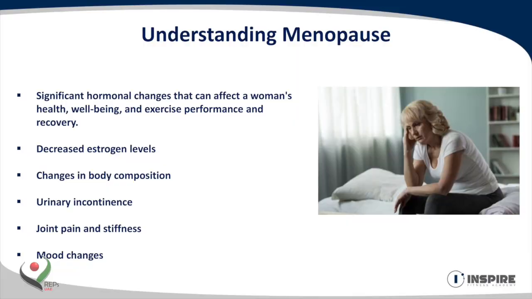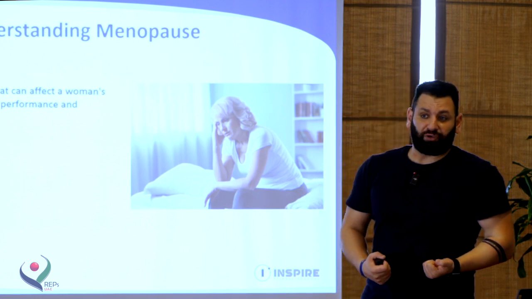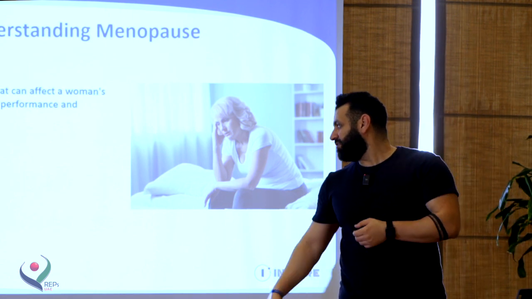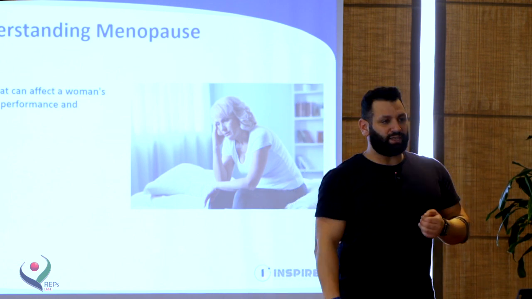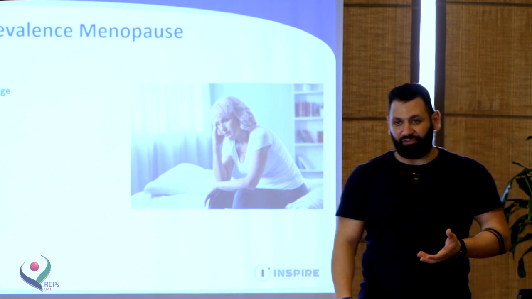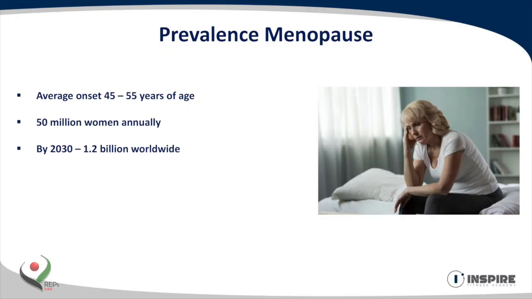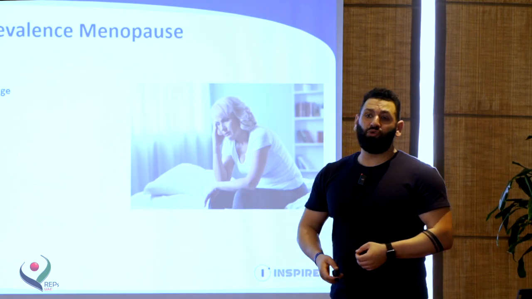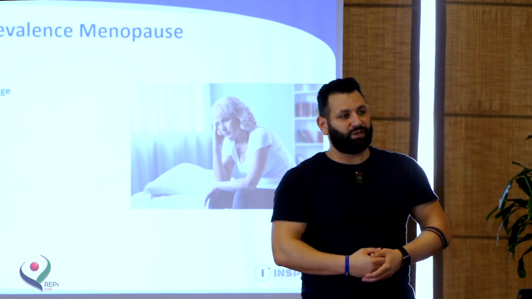Urinary incontinence, and by the way, this is also a nightmare nowadays for female lifters. During menopause, it becomes even worse. Joint pain and stiffness, mood changes as well. So it happens between the age of 45 and 55. So this is when it occurs. 50 million women annually. And it's expected in 2030, 1.2 billion women annually to reach this level.